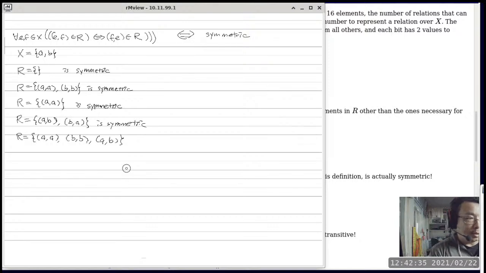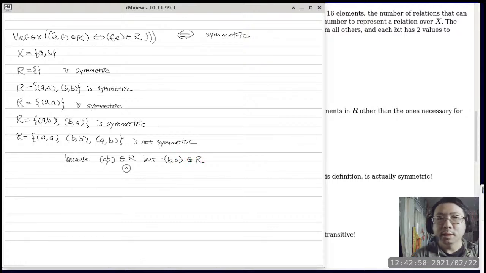The answer is, yep, Jack is right. It is not symmetric. It is not symmetric because AB is in R, but BA is not in R. That's the short way of saying BA is in R is false, but you know, I'm just being lazy so that I don't have to say something is false.